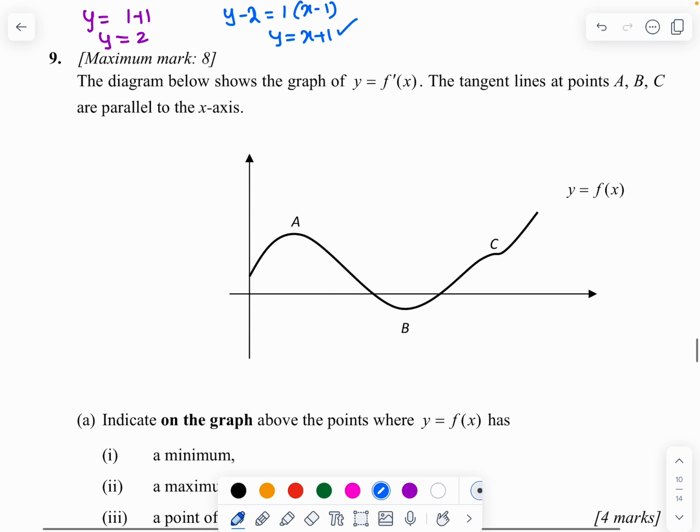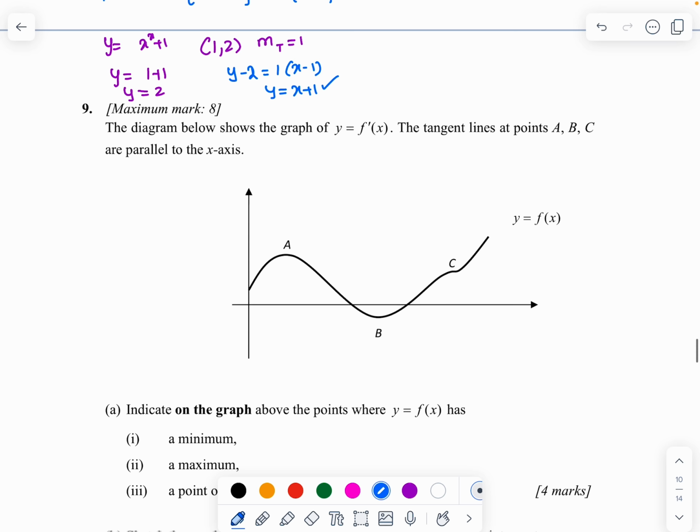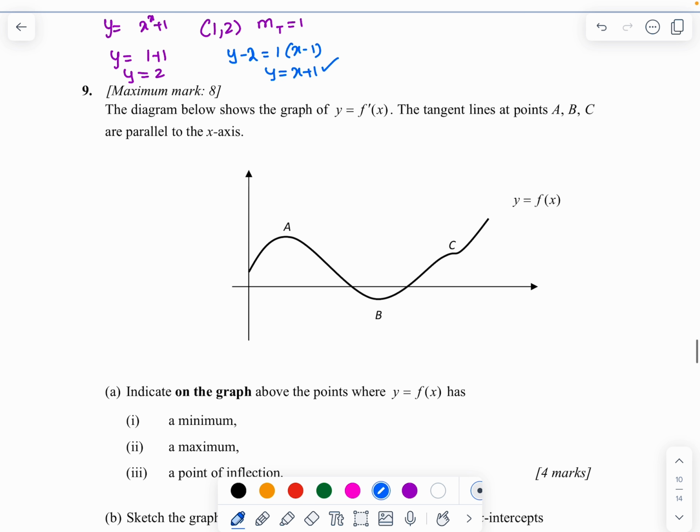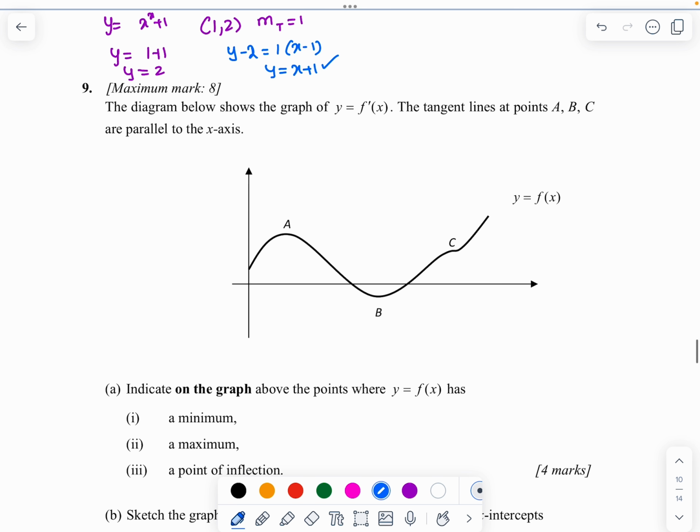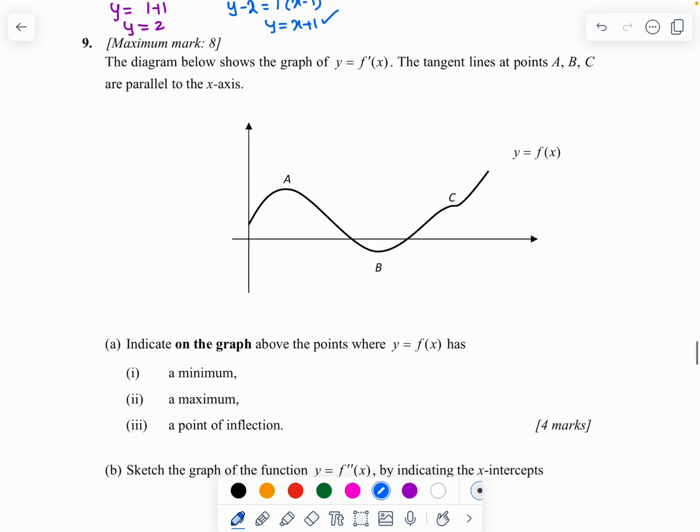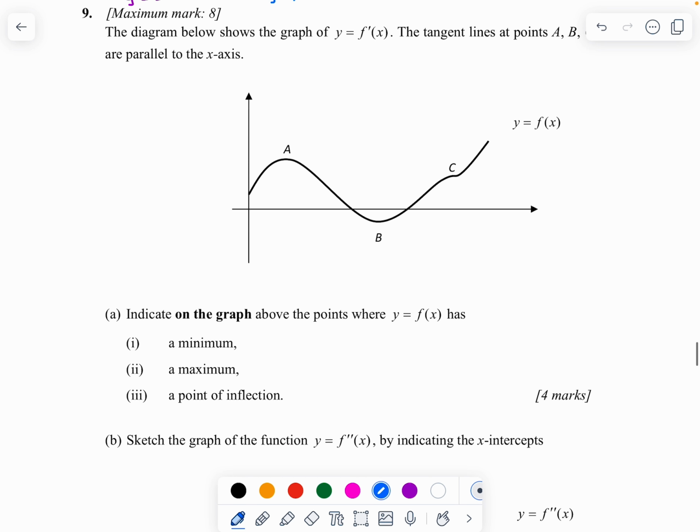Question number 1. The diagram below shows the graph of f prime x. The tangent lines at A, B, C are parallel to the x-axis. Indicate on the graph above the minimum point, the maximum point, and the point of inflection.